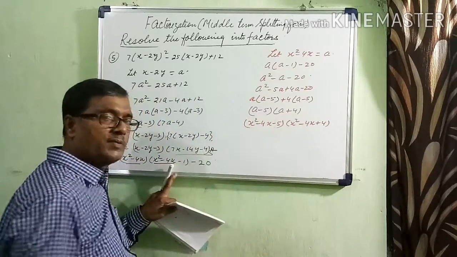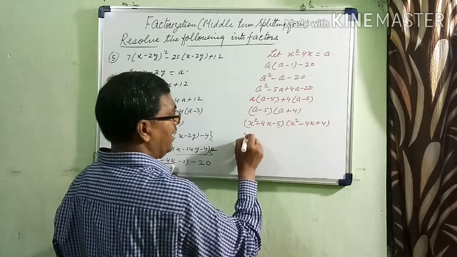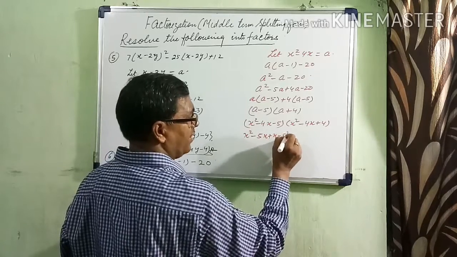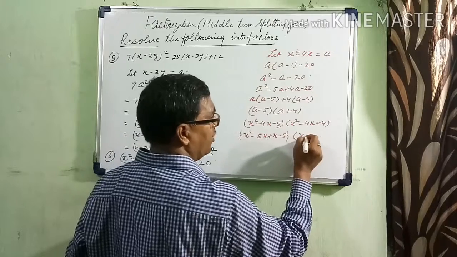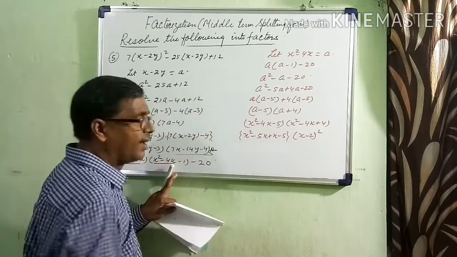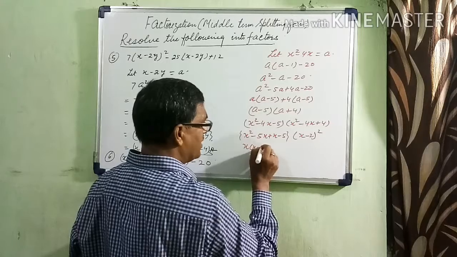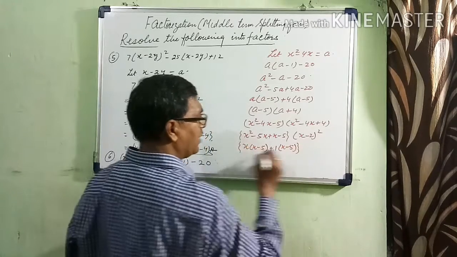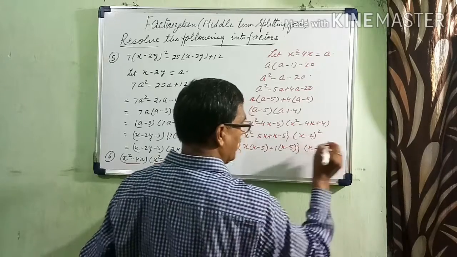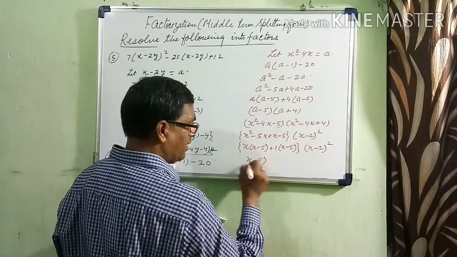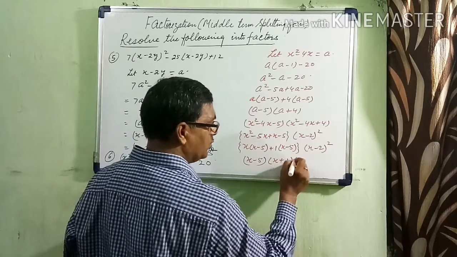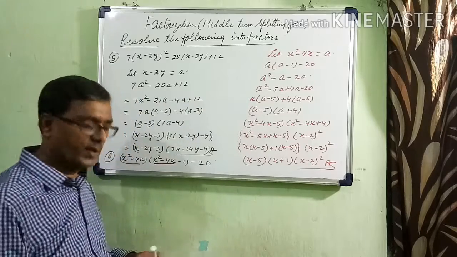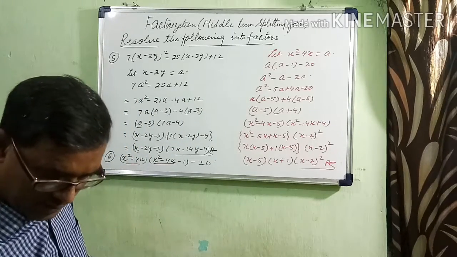Further it can both be factorized. How? x square minus 5x plus x minus 5, and this is exactly in the form of x minus 2 whole square, and then x common x minus 5 plus 1 common x minus 5, and this will be equal to x minus 2 whole square. Will it be equal to x minus 5 into x plus 1 into x minus 2 whole square? And this is the answer. Now let us discuss one last question.